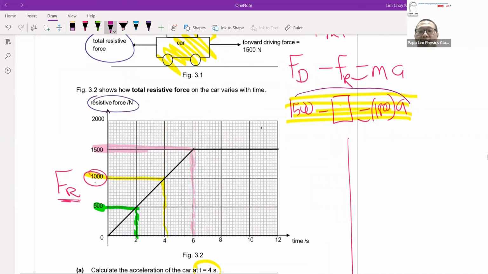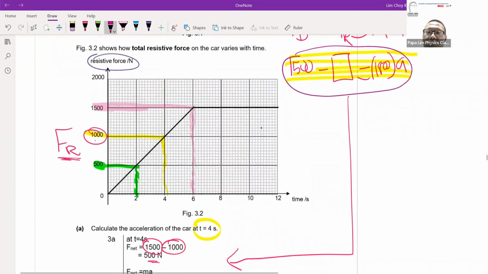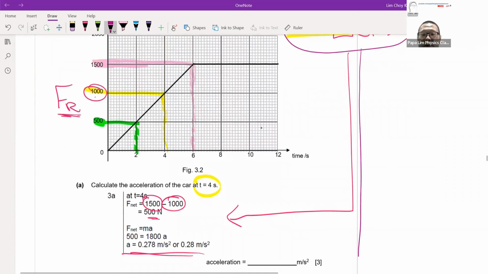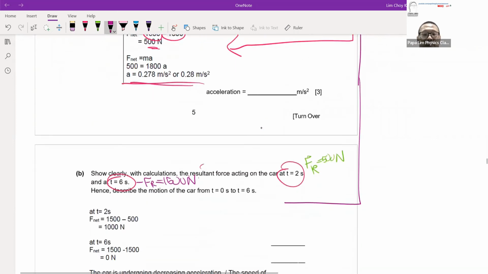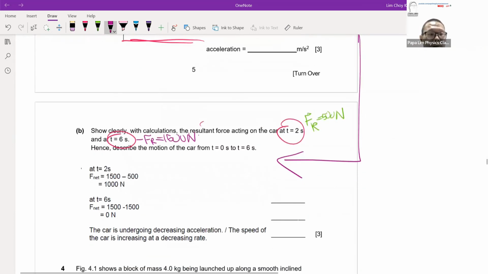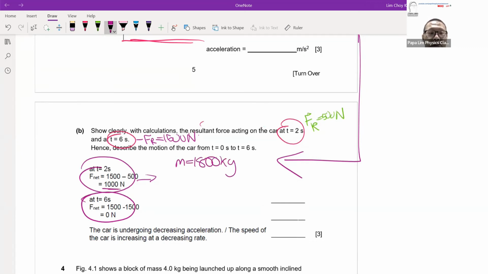And then what I do now is I will just repeat what I did in question A. I'll use this formula, the resultant force, Newton's law. I will apply it directly to your part B, like what I did here. I'll look at it in terms of the resultant force, and from there I can deduce the accelerations. So at 2 seconds, I can deduce the net force is 1,000 Newton. And given that the mass is 1,800 kg, I can actually deduce the respective acceleration.